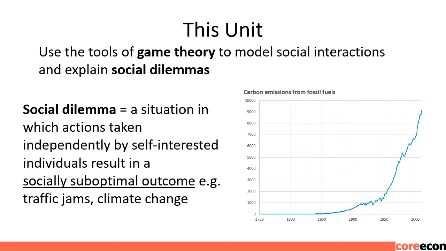In this unit, we use the tools of game theory to model social interactions and explain social dilemmas. Social dilemma, a situation in which actions taken independently by self-interested individuals result in a socially suboptimal outcome. Example, traffic jams, climate change.